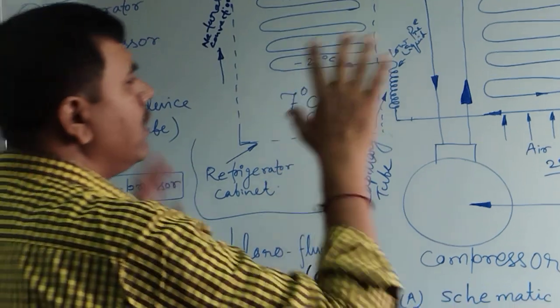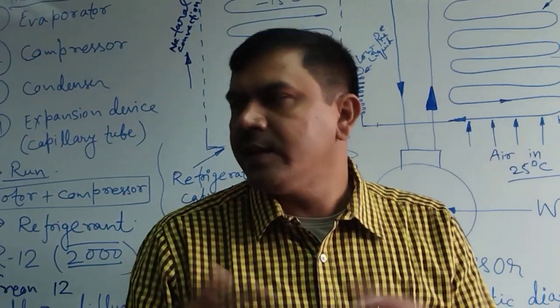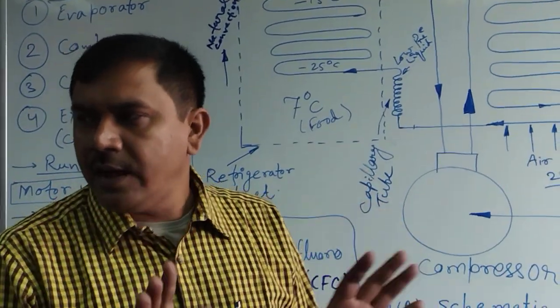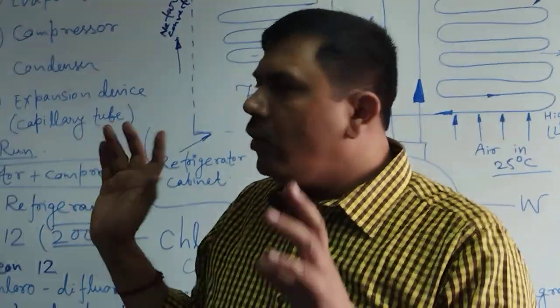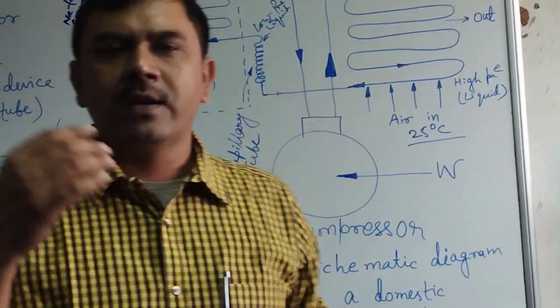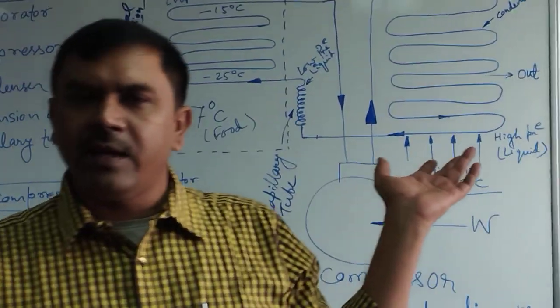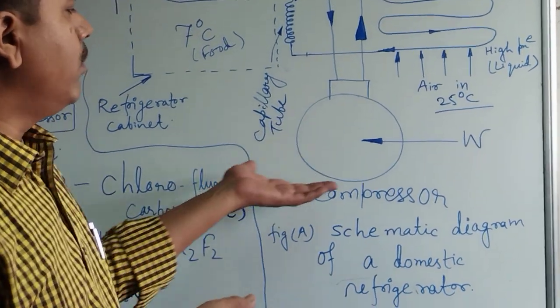In summer, the power consumption is more than in the winter season, because in winter the environment temperature is low. Therefore, the compressor works fewer hours. In summer, the compressor works continuously, and then more power is required.